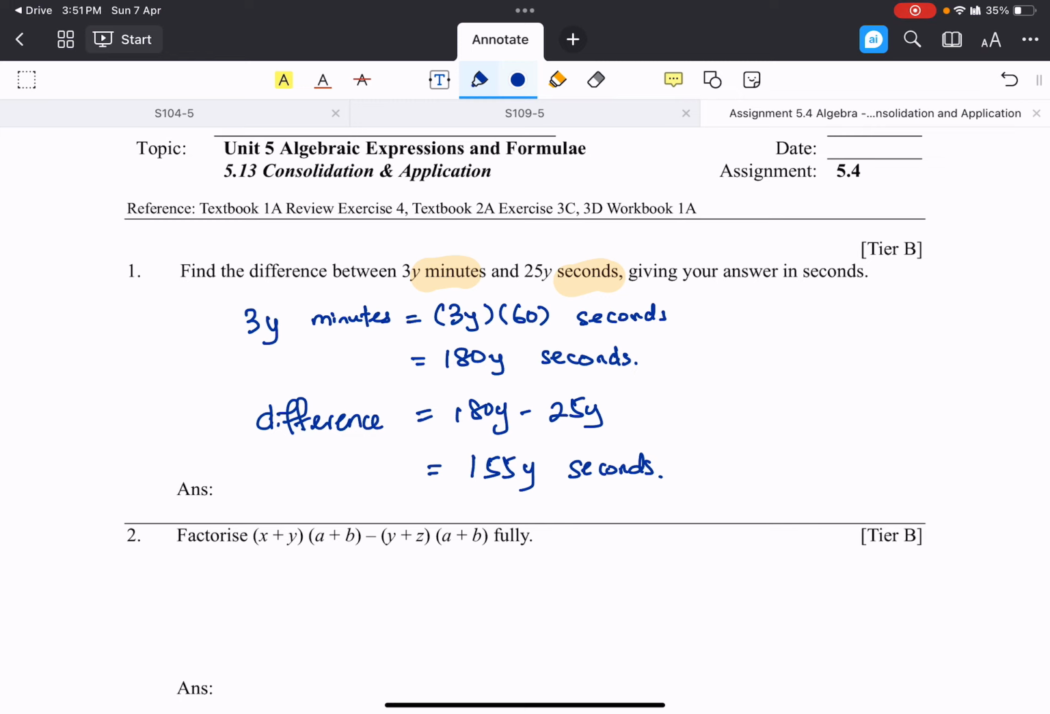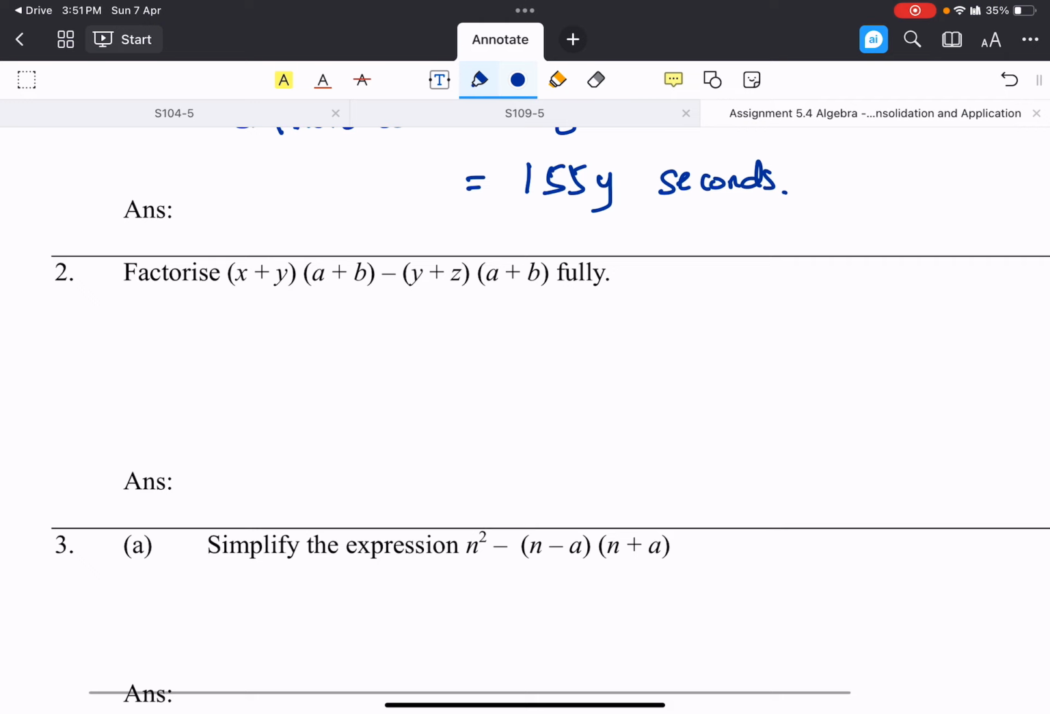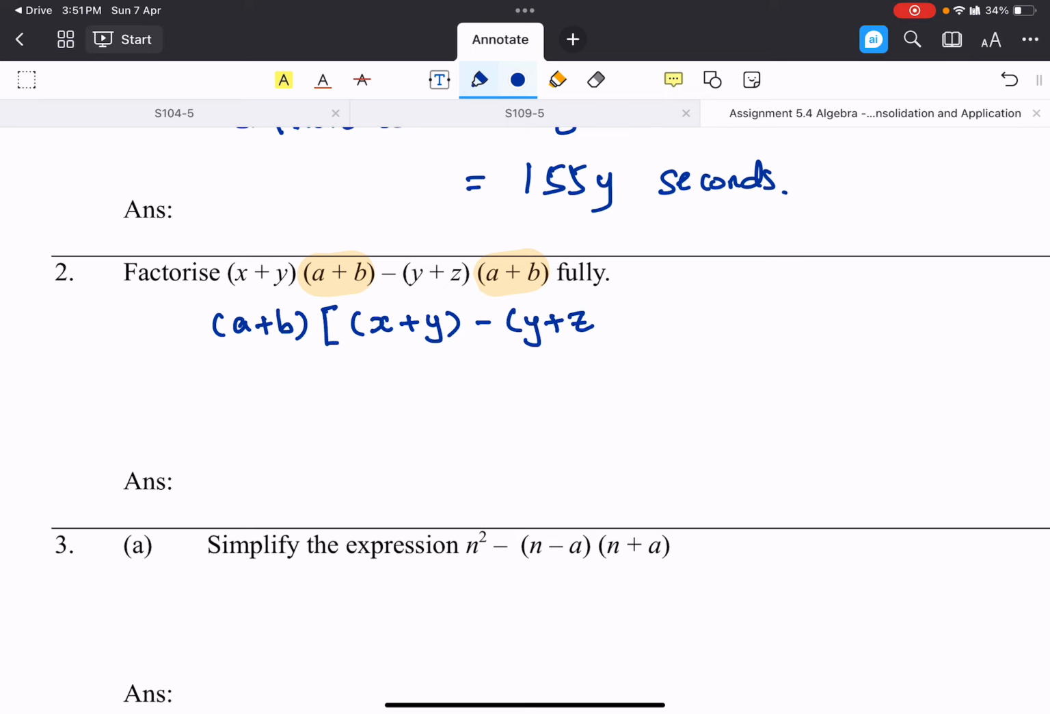There we go. Okay. Second question that we want to try, we are asked to factorize this fully. What we can actually notice straight away is that we have something common here. So if there's something common, we can extract the common factor. So we will have a plus b, that's the common one. Let's try again. A plus b, and then what we have left is x plus y minus y plus z, right?